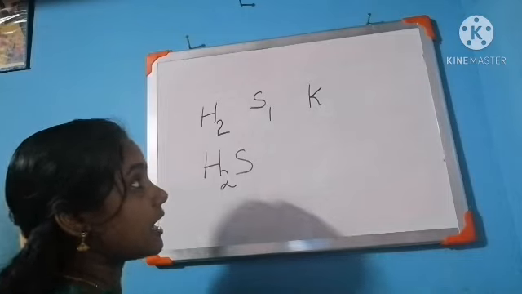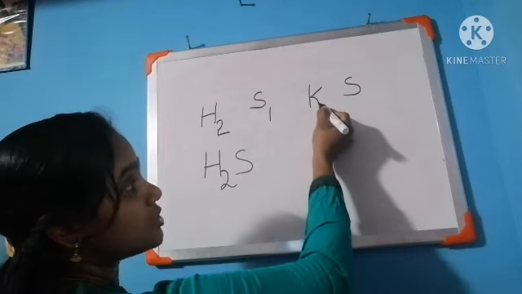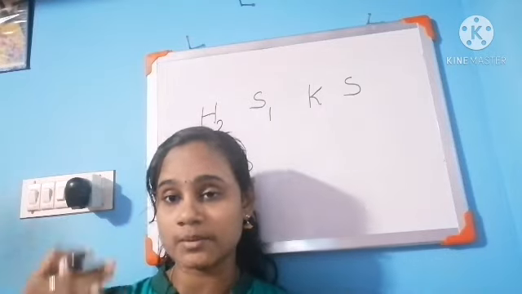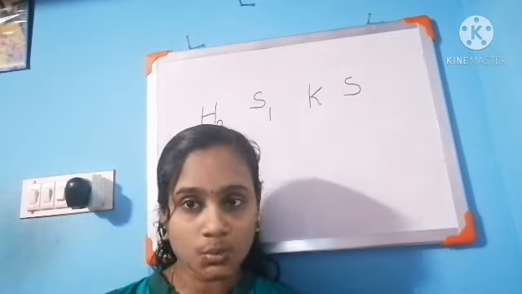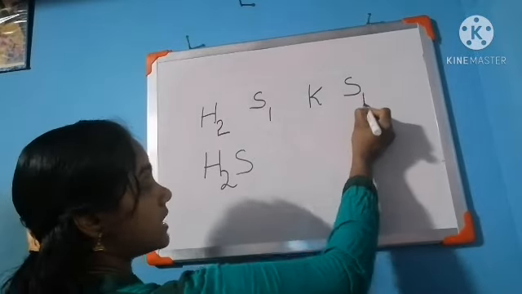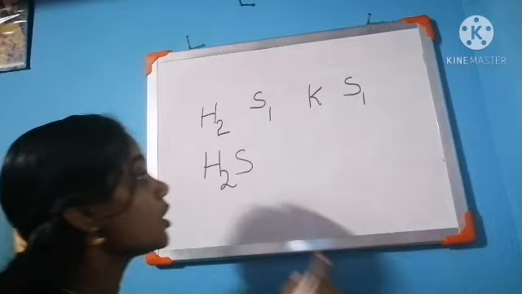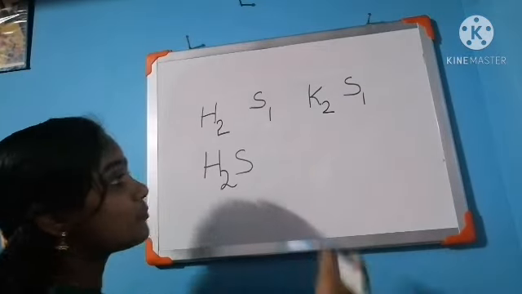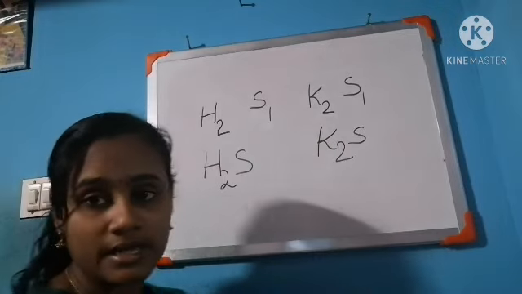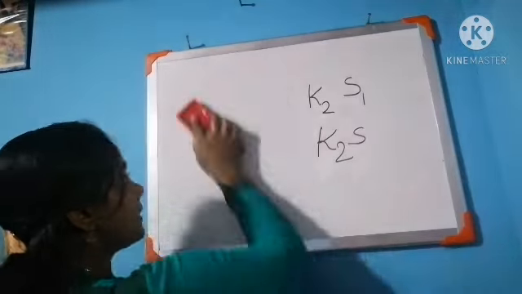Then potassium sulfide. Potassium K. Sulfide, that is sulfur. So valency of potassium is 1. Lithium, sodium, potassium, hydrogen, I told that is valency 1. So potassium valency 1, we should write at the subscript of sulfur. Then what is the valency of sulfur? 2. We should write under the subscript of potassium. So the formula of potassium sulfide is K2S. Is it clear? K2S.